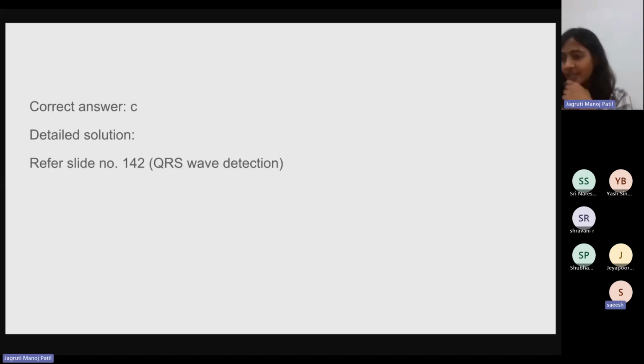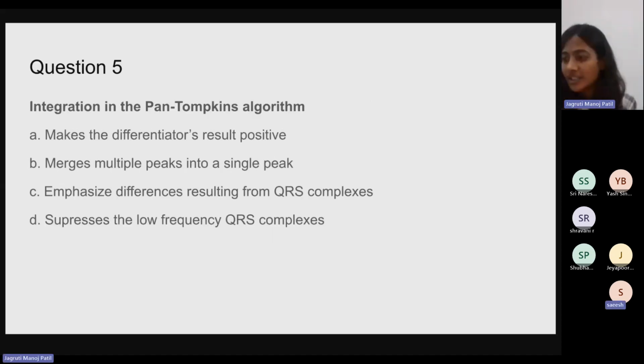Okay. Next, integration in Pan-Tompkins algorithm does what? Suppresses the low frequency. I don't think so. Makes the differentiator's result positive. Merges multiple peaks into a single peak. Emphasizes differences resulting from QRS complexes. Merges multiple peaks into a single peak. B. Yeah. Yes.